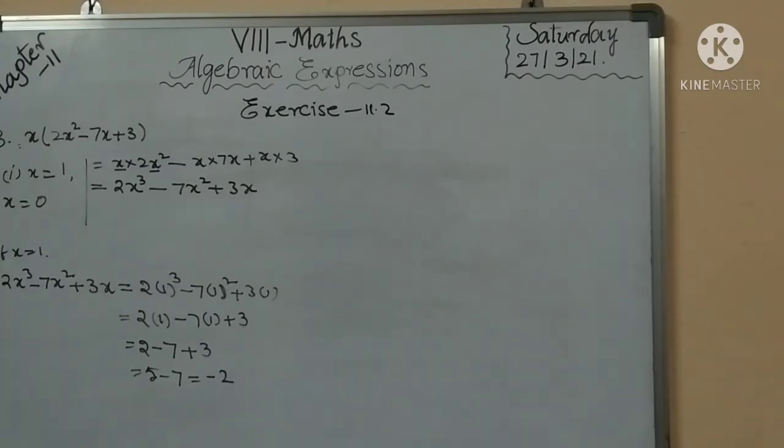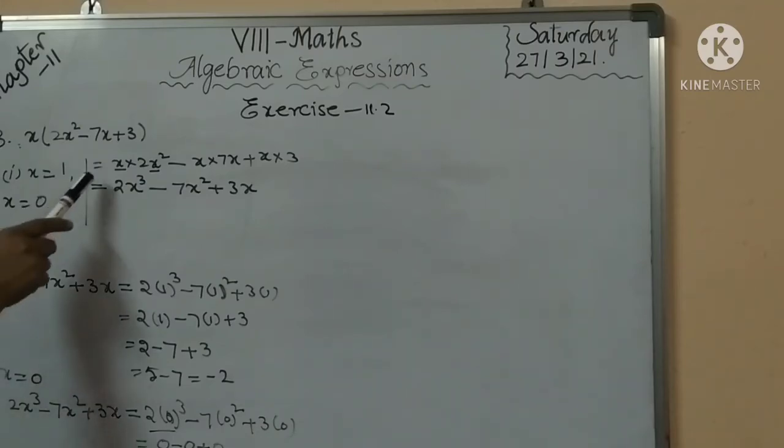Next one, x equal to 0. So 2x cube minus 7x square plus 3x equals 2 into 0 cube minus 7 into 0 square plus 3 into 0. All are 0: 0 minus 0 plus 0, the value is 0. The product with 0 is always 0. Understand, children?